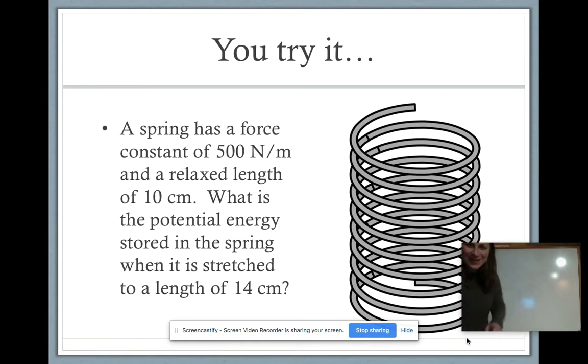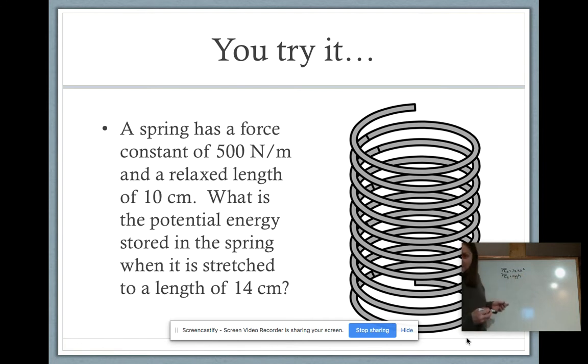All right, guys, so I just want to give us two more practice problems we can do with potential energy. So just keeping in mind our two equations for potential energy. We have the equation for elastic potential energy. So PE is 1/2 kx squared. And for gravitational potential energy, PEG equals mgh.